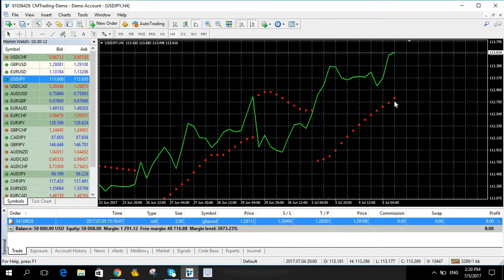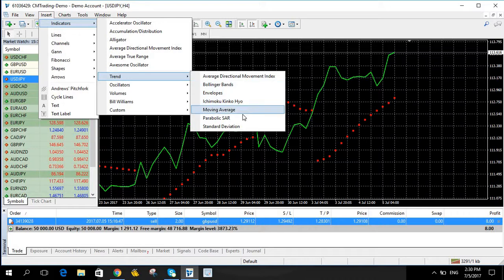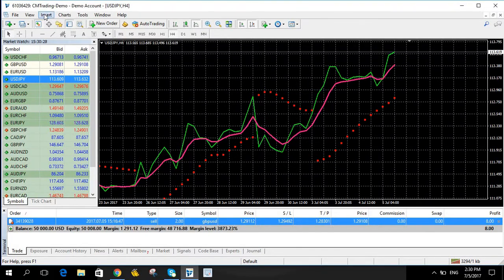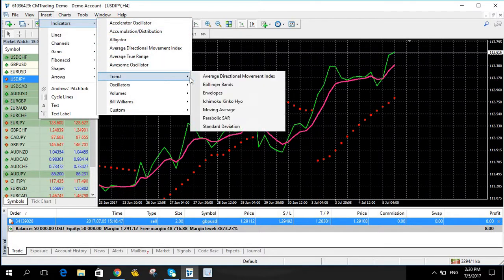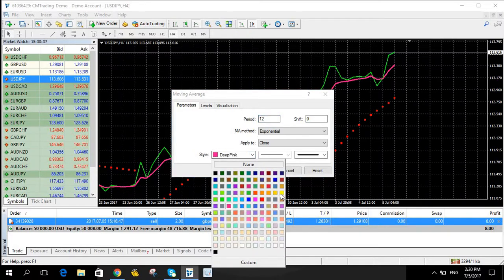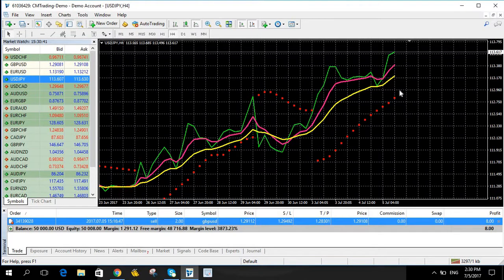So you can see here. Okay, but we need the other two moving averages to confirm. So we come and take the exponential moving average 5, and then let's put the 12. Let's change the style, the color. Let me take yellow, and here we are. Now looking at it, they crossed here.